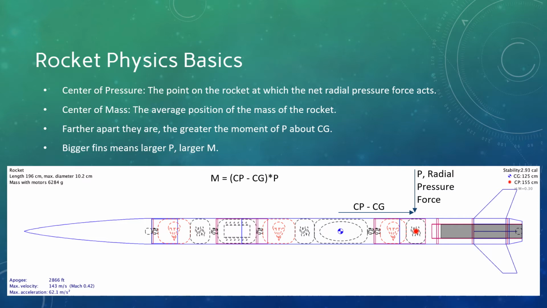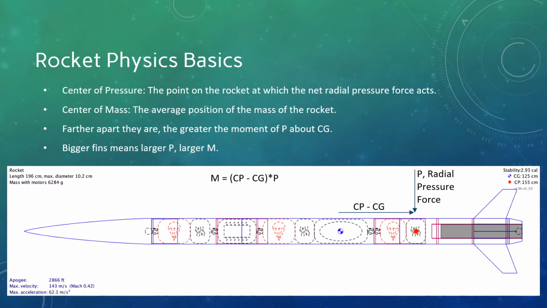if it's traveling in a non-axial direction, then you're going to end up with air pushing on the side of the rocket, exerting this radial pressure force, and that force will be focused down towards the tail where the fins are, if the fins are really big, because they're going to catch the air, essentially.